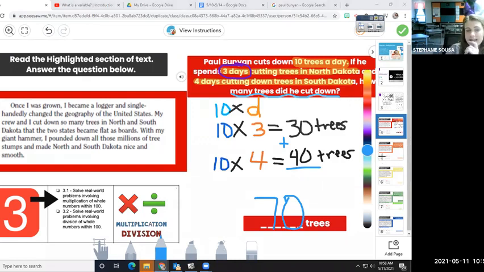Okay. So what do we do here? We used a letter to represent what changed in the problem. Okay. In North Dakota, it was 3 days. In South Dakota, it was 4 days. So we used that D to represent the number of days, and that changed from 3 to 4, depending on the state we were in. Questions on this one?